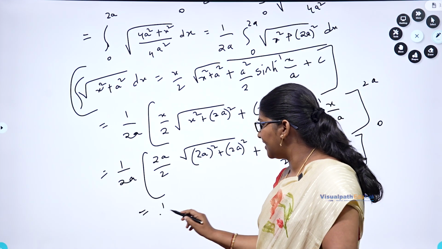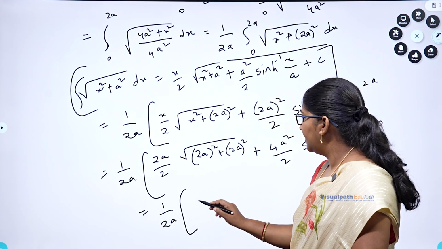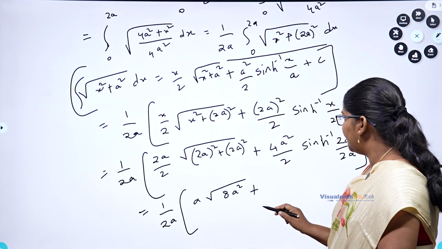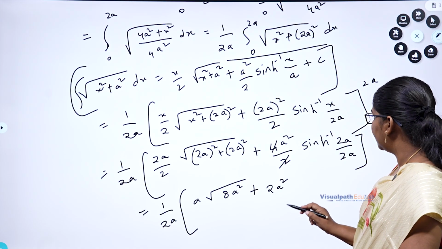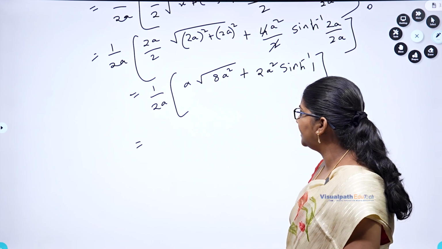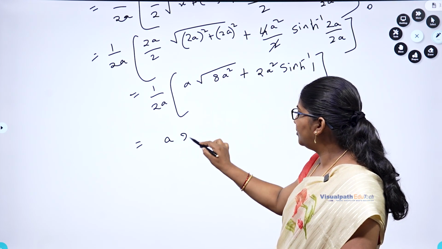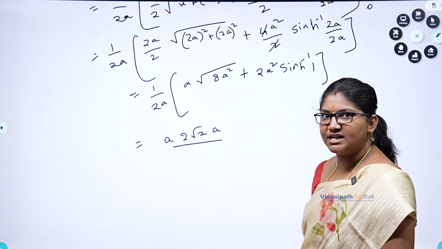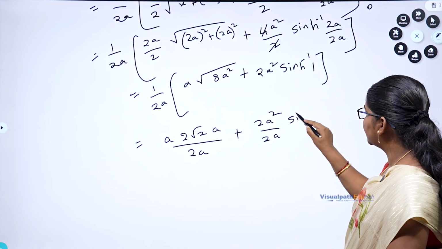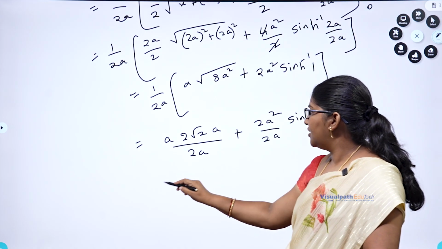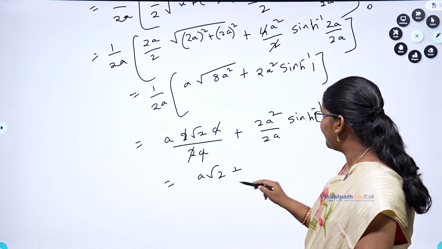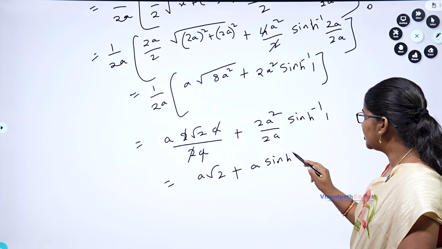Now we need to do simplification. 1 by 2a times a square root of 4a square plus 4a square, that is 8a square, plus 2a square sinh inverse 1. Sending this inside, this is 2 root 2 into a, since the square root of 8 can be written as 2 root 2. So 2 root 2 a square by 2a plus 2a square by 2a sinh inverse 1. Now this cancels and this also cancels: a root 2 plus a sinh inverse 1.